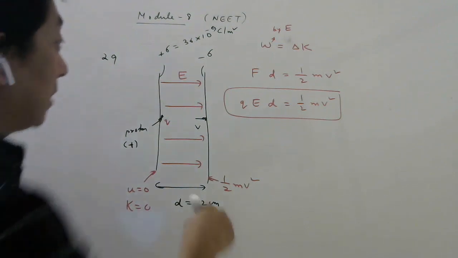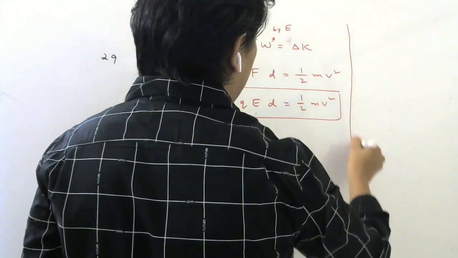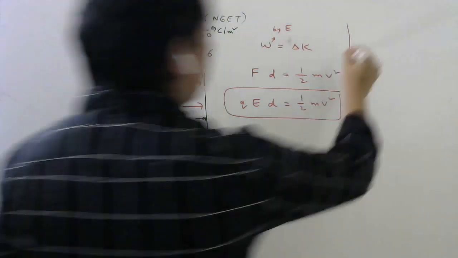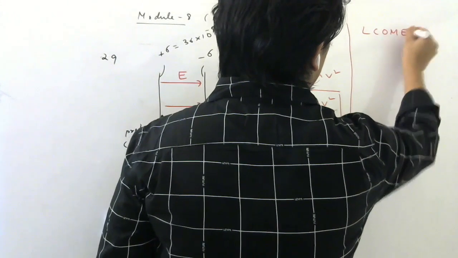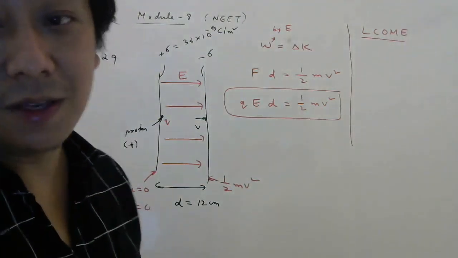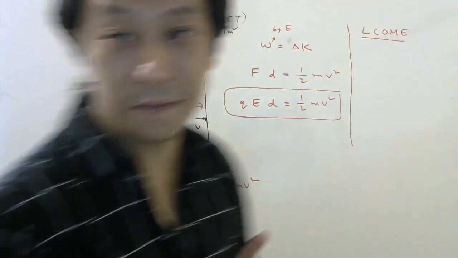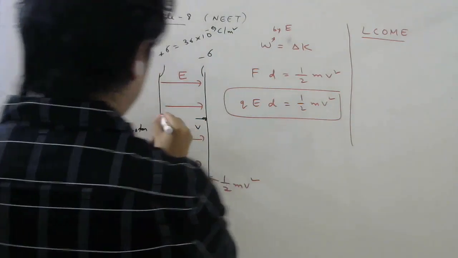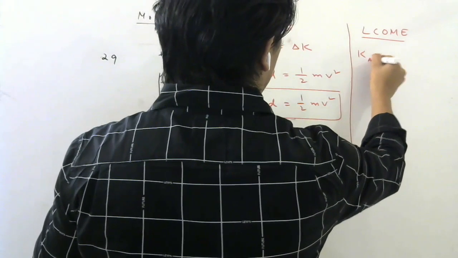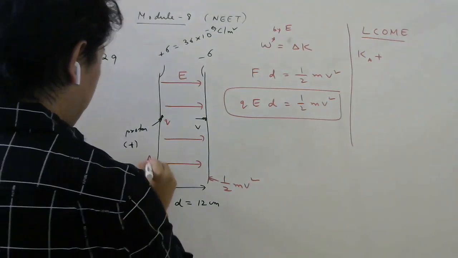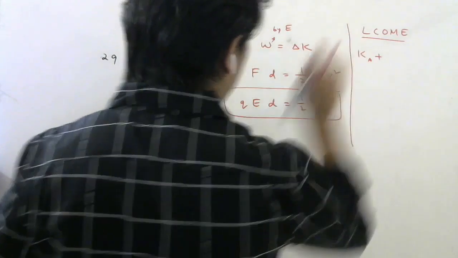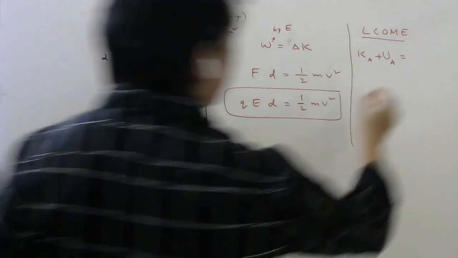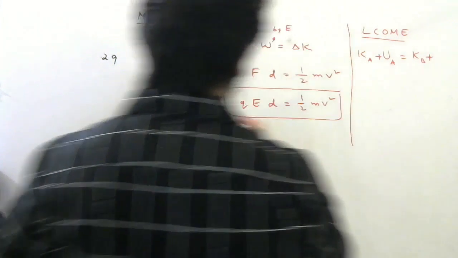Okay, students. Another way of doing this, if you remember, since there is only electric field acting on the charge, we can also use the law of conservation of mechanical energy. I call it L-Come. L-Come means law of conservation of mechanical energy. So here what will be the total mechanical energy when it started here? Let us say here kinetic energy is Ka. Here let us call this plate A, this plate B. So here kinetic energy is Ka, potential energy here is Ua, let us say. Similarly here kinetic energy is Kb, potential energy here is Ub.